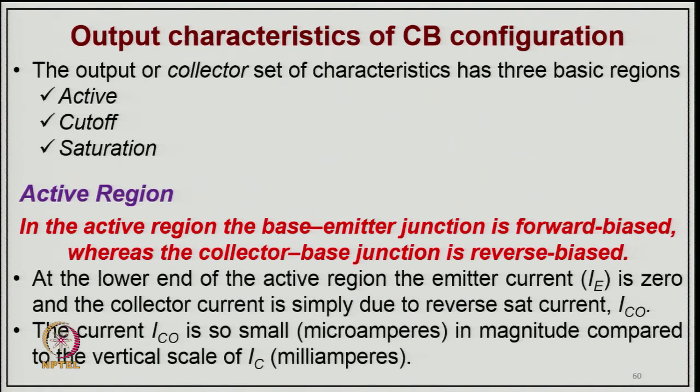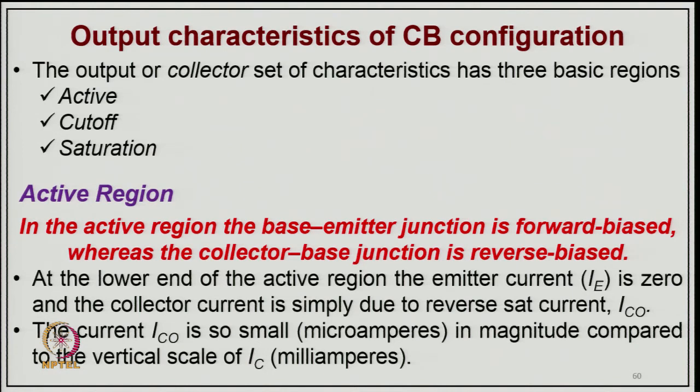Now, the output characteristic of this configuration. We already talked about the output characteristic of the three basic regions: active, cutoff and saturation. The active region is used in many applications like amplifiers. In the active region, the base-emitter junction is forward biased, whereas the collector-base junction is reverse biased.